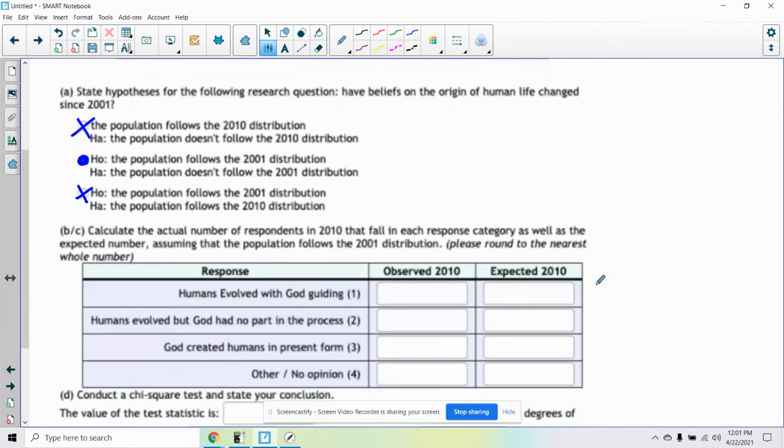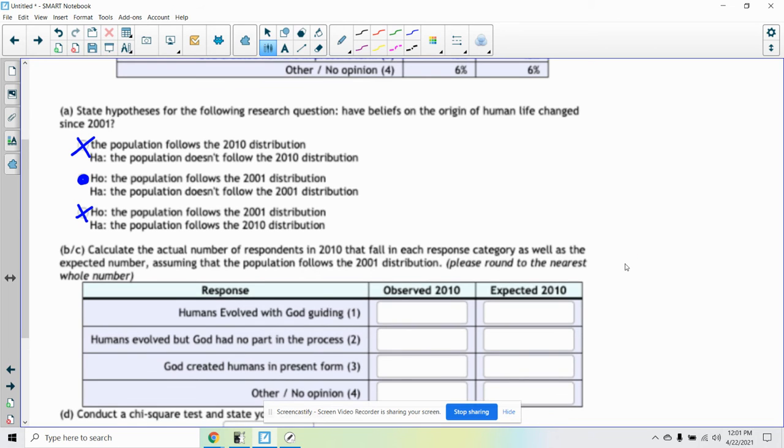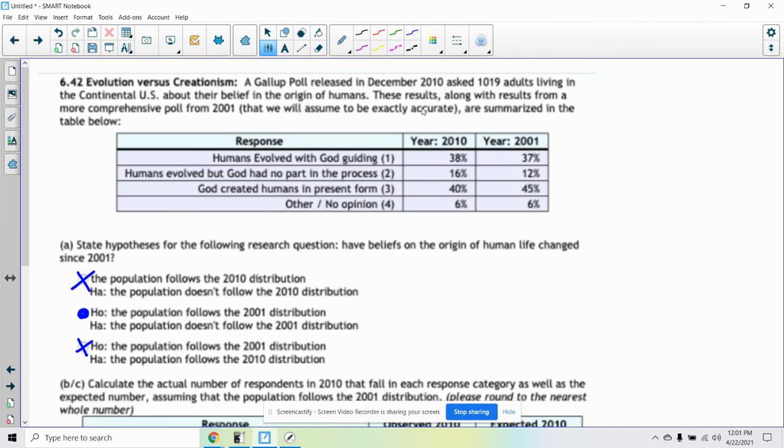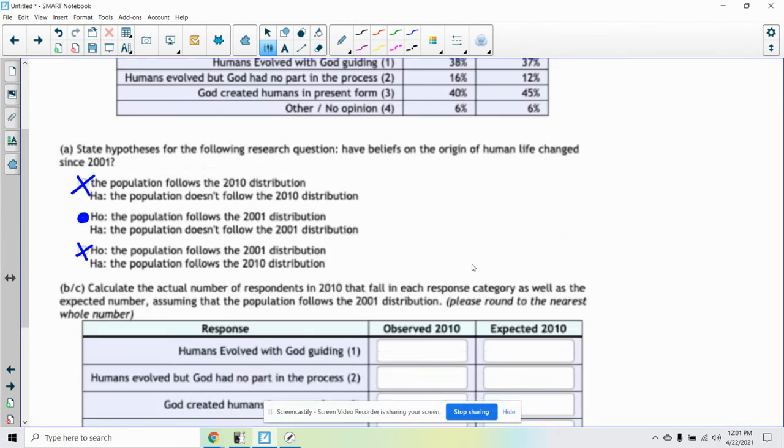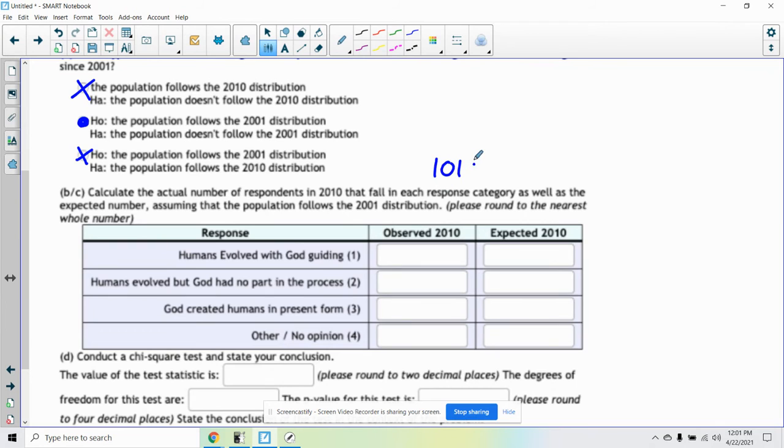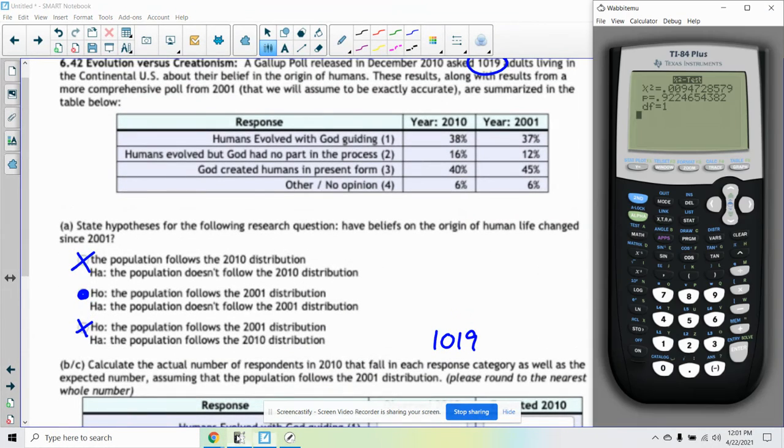Okay. So this says calculate the actual number of respondents in 2010 that fall into each response category, as well as the expected number, assuming that the null is true, assuming that it follows the 2001 distribution. So we're just going to take these percentages and multiply them by 1,019 adults. So I have 0.38 times 1,019. I'll do 0.16 times 1,019. 0.4 times 1,019.